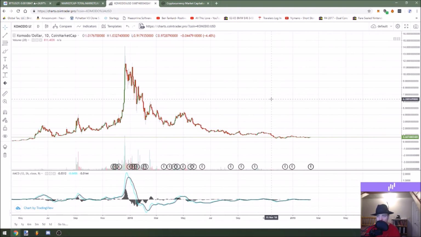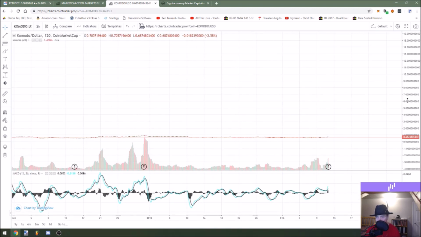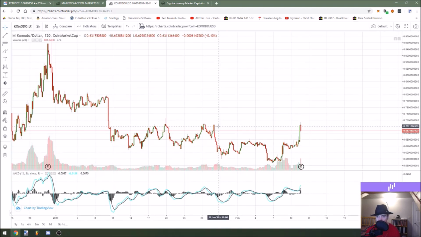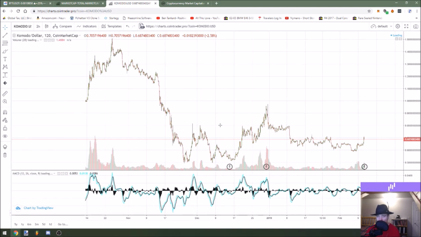On the short term, it just kind of looks like we're waiting for some of these breakouts of those downtrending resistance levels, and more volume would be nice as well for this one.